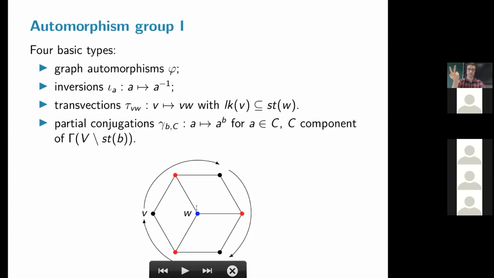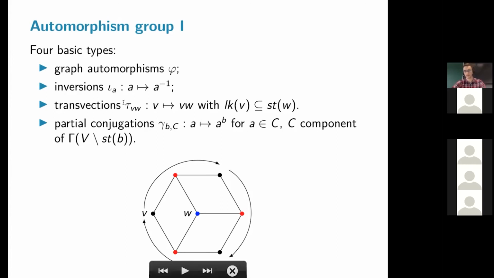And the second type are just inversions. You take one single vertex A, you map it to its inverse, and then all the rest is fixed. So everything else is mapped to itself, or all other vertices are mapped to itself. This will also induce an automorphism of your group. The third type is the most complicated. This makes your automorphism group quite complicated.